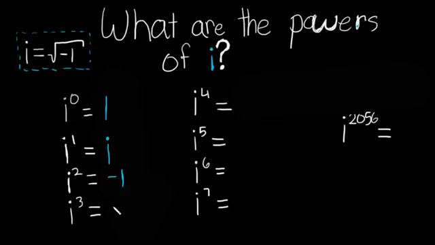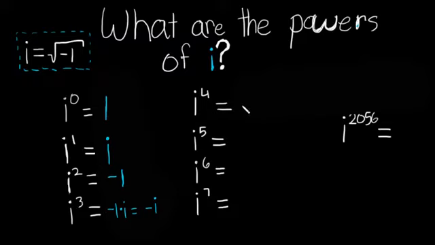What's i to the third power? Well, we know that i squared is -1, and then i cubed is just i squared times i. So we could just say -1 times i, which is equivalent to -i. So i cubed is -i.